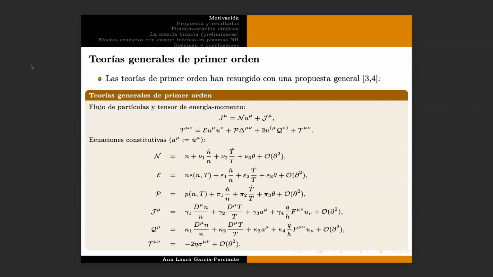So why are we happy? We're very happy because first order theories made a comeback, a very successful one up to now, or very promising, in the shape of general theories. So these theories have been recently proposed, and it's like kind of a change of mind.